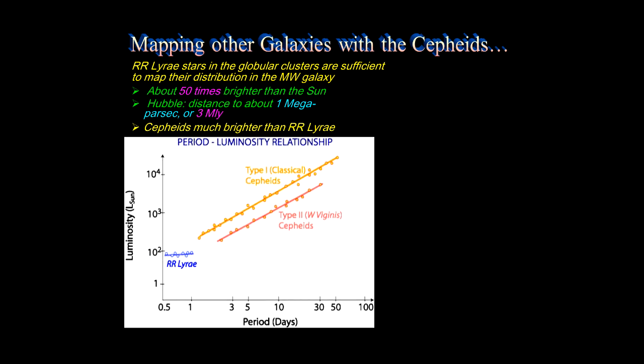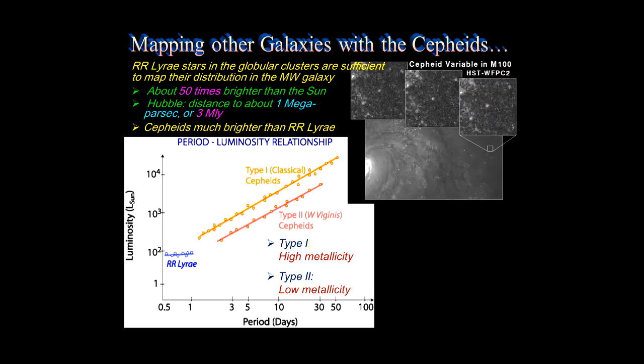And of course, the Cepheids are much brighter than that. Especially the type 1, the high metallicity ones, which are the ones we find in the disk. The type 2, the low metallicity, have already been used to discover the distances to the globular clusters and pinpointing our location in the galaxy. So with the type 1 high metallicity Cepheid variables, we now have a variable star that's bright enough to actually be seen in other galaxies.